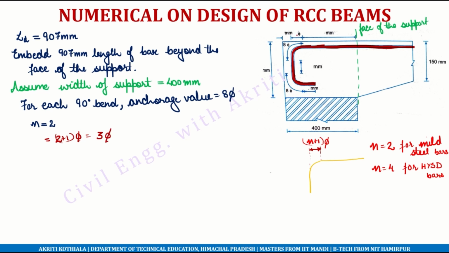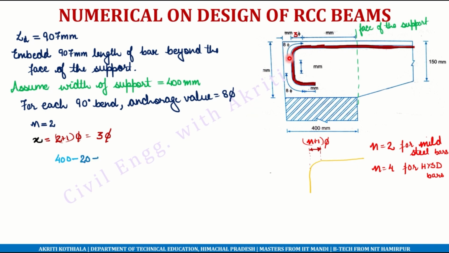If I say that this is distance x, I can write that it is equal to 3φ. So this distance x can be calculated. Now we have to find this length, from the face of the support up to the point where we are bending the bar. To calculate that distance, this is the total length of the support, so the total length we have is 400 mm. From that, we have to subtract the clear cover. Assuming the clear cover to be equal to 20 mm, I can write 400 minus 20.